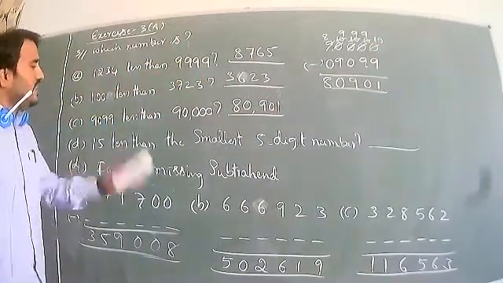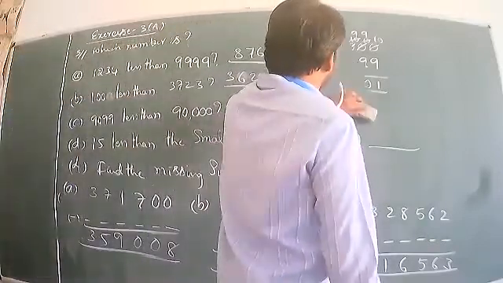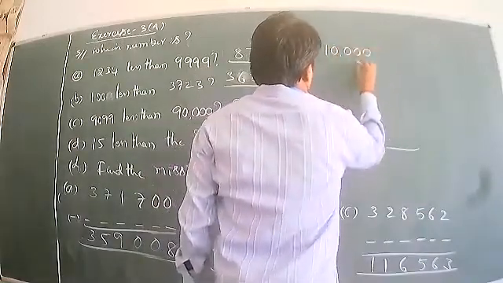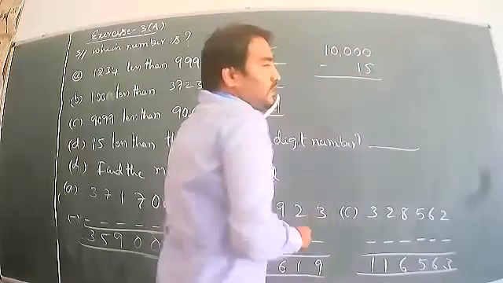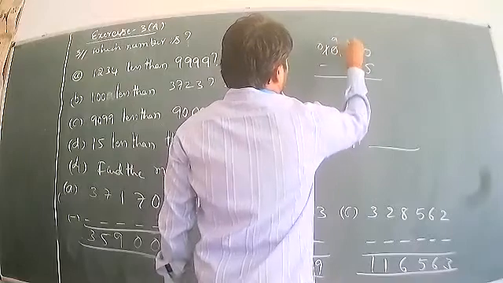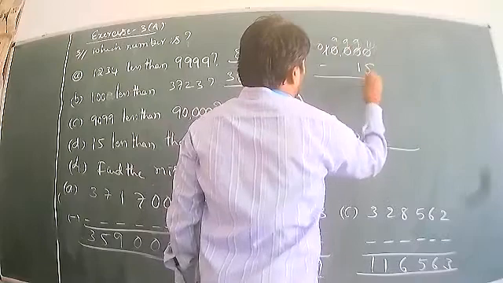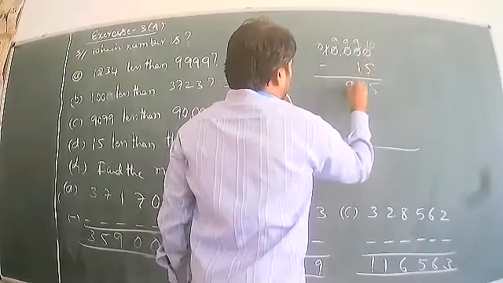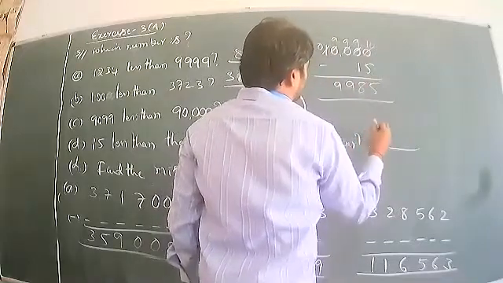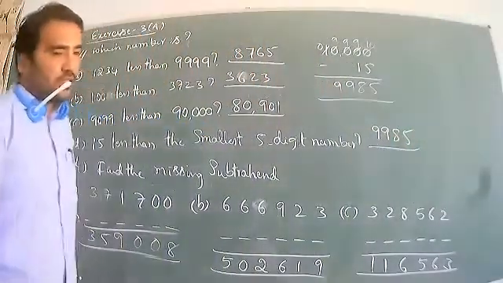Next, 15 less than the smallest 5-digit number. What is the smallest 5-digit number? 10,000. So we can subtract 15. Now take the carry. It is 10, it is 9, it is 9, it is 9, it is 10. Now 10 less 5, 5; 9 less 1, 8; 9, 9. So the answer is 9,985.